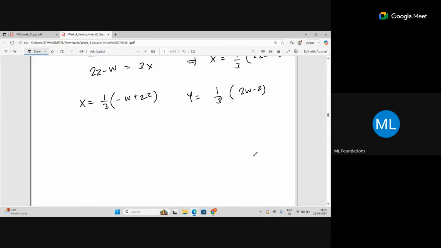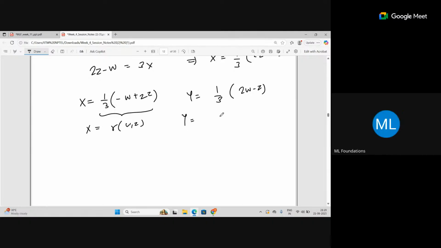Now, what is a Jacobian? Here x is a function of w and z, and y is another function of w and z. So the determinant of the Jacobian, I'll write this determinant like this.